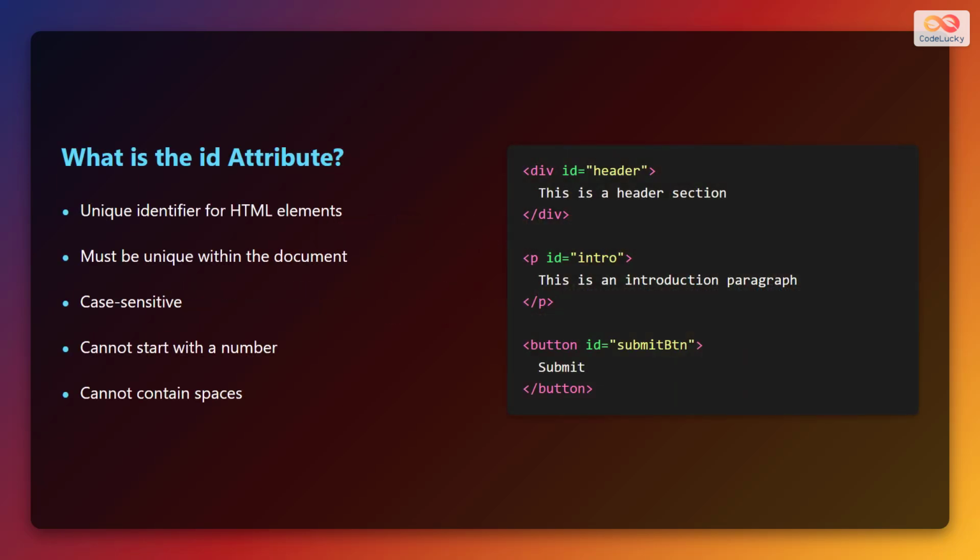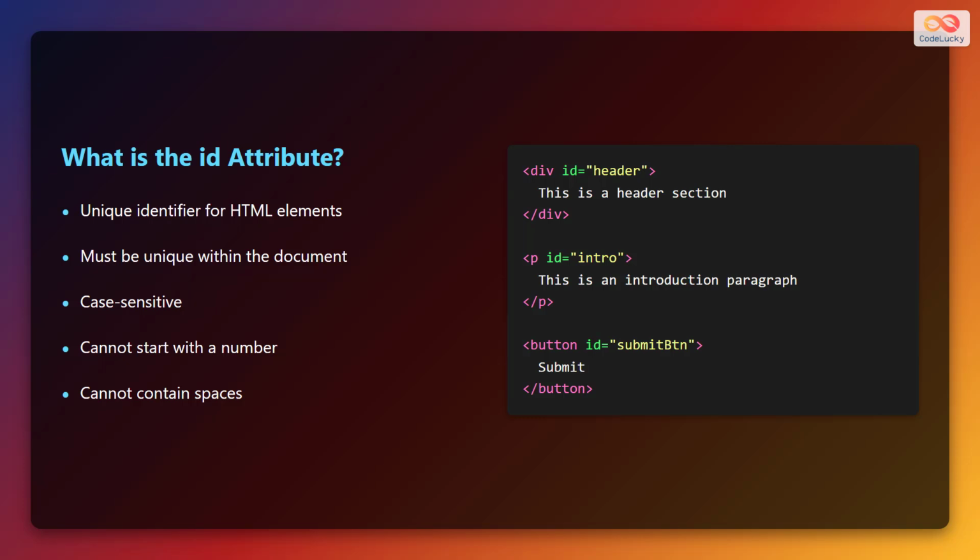What exactly is the ID attribute? Well, it serves as a unique identifier for HTML elements. It's crucial that each ID you use within a document is unique. Also, IDs are case-sensitive, so myID is different from myid. An ID cannot start with a number, and it cannot contain spaces.